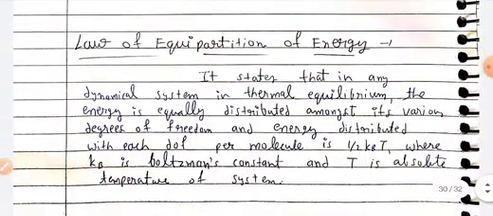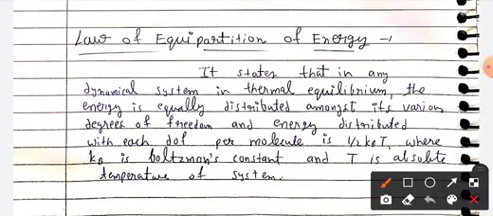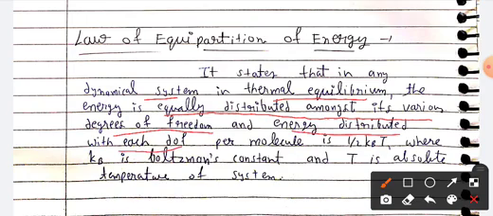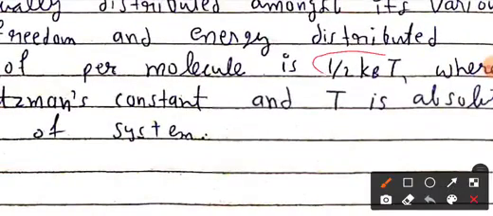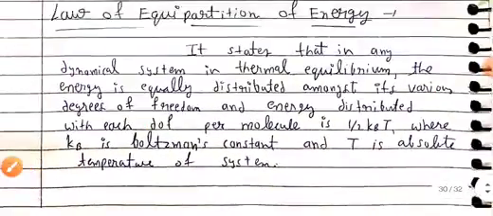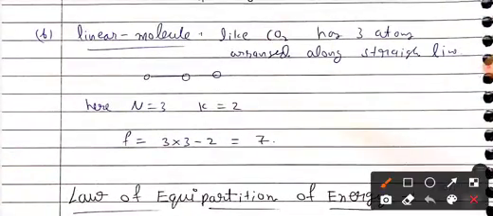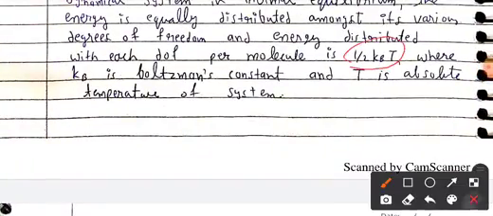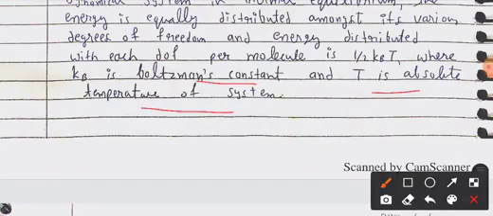Now the next topic is the law of equipartition of energy. It states that in any dynamical system in thermal equilibrium, the energy is equally distributed among its various degrees of freedom. That means however many degrees of freedom there are in a system, the energy will be equally distributed among them. The energy distributed to each degree of freedom per molecule will be half kBT. This is the law of equipartition of energy. That means for each particular type of motion, for each degree of freedom, this much energy will be there for a molecule, where kB is the Boltzmann constant and T is the absolute temperature of the system.